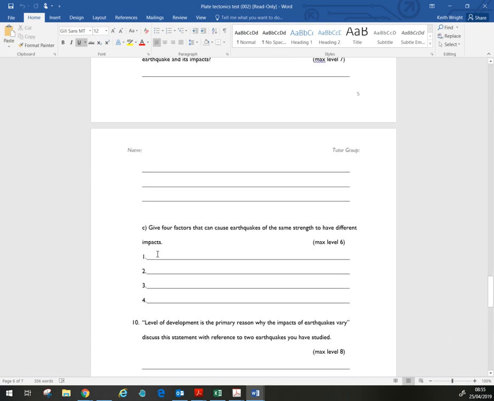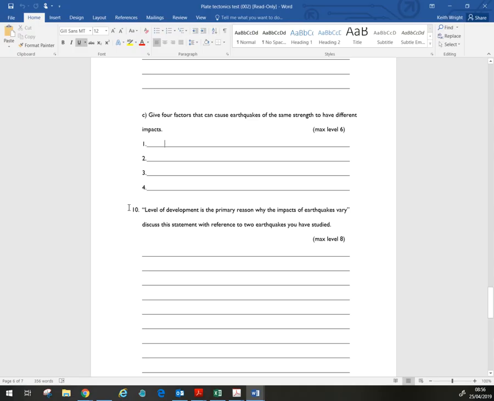So you could have how earthquake-proof the buildings and the roads, etc. are. So you could have the population density of the area. You could have the focal depth, how deep the focus is underneath the ground. You could have whether the area is more urban, city or towns, built up areas, or whether it's a rural area. So there you go. There's 4 or 5 straight away that you could put in there.